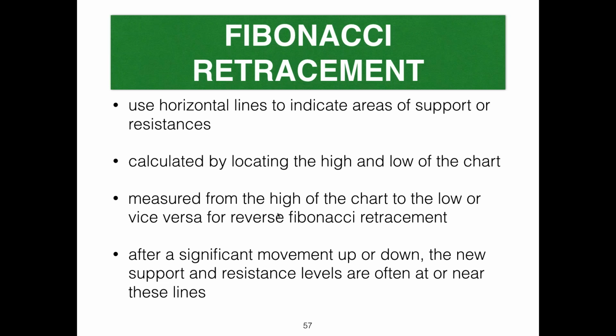We use horizontal lines to indicate areas of support or resistance. This is calculated by locating the high and low of the chart. It is measured from the high of the chart to the low of the chart, or vice versa for reverse Fibonacci retracements. After a significant move up or down, the new support and resistance levels are often at or near these support lines.